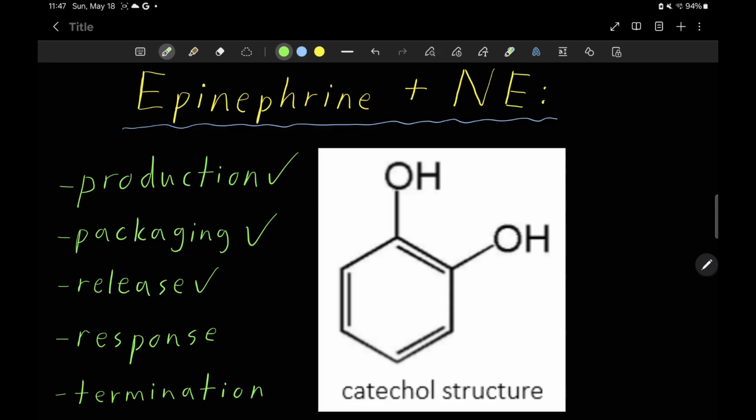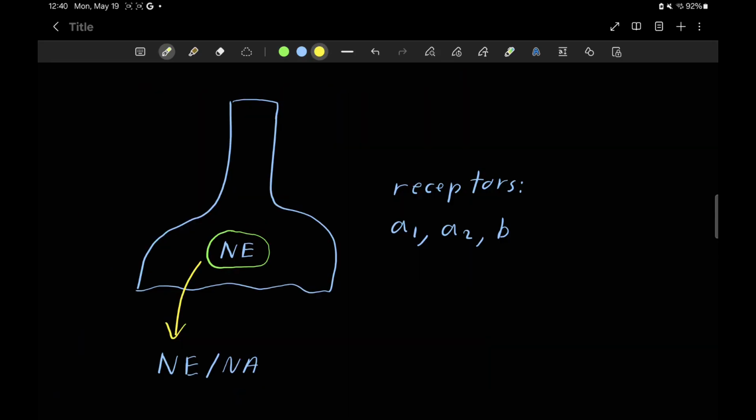So now norepinephrine has been released from our neuron and it's out into the synapse. Okay, so now that norepinephrine and noradrenaline has been released from your neurons and it's out into the synapse, now it can go on to different receptors to produce responses.